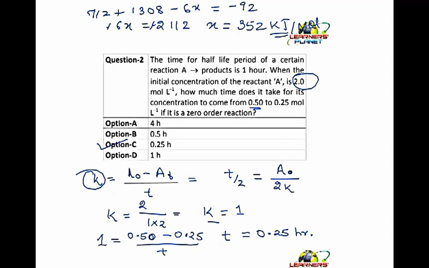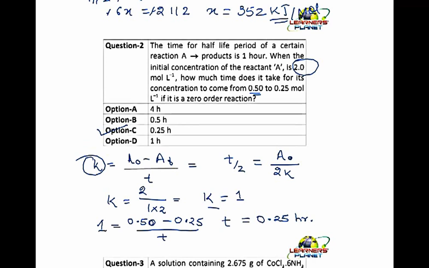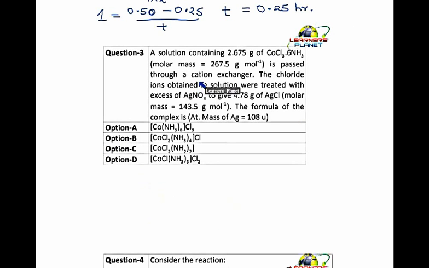So this question was from chemical kinetics, students, and the marking scheme was +4 and -1. Right? Now let's take up our next question.